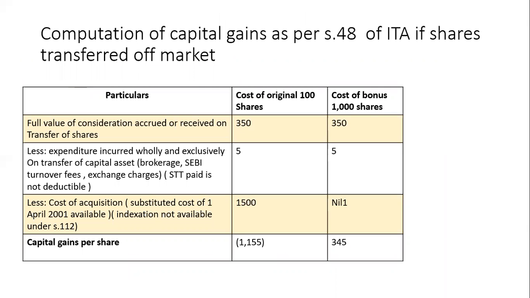Now, what is the computation of gain in case of original shares? I sold at 350 minus 5. My sale price would be 345 less my cost of acquisition, 1,500. In the case of original shares, there would be a loss of 1,150. In the case of bonus shares, I would be gaining 345. For 1,000 shares, 112A would also apply, and a 1 lakh deduction would be available. Up to 1 lakh, I don't have to pay tax.